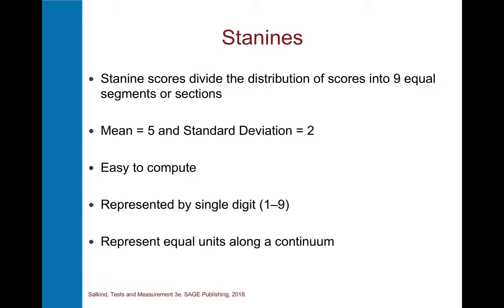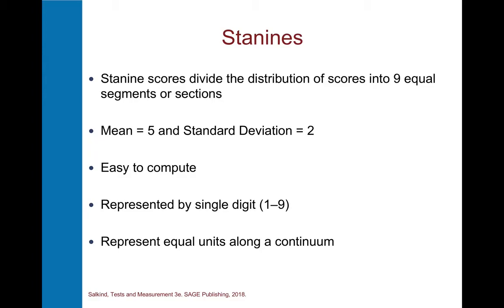Alright, let's talk about a different type of norm score, still kind of based on the percentile ranks, but not really, just a different way of chopping up the distribution. Stanines are a particularly interesting type of norm score. They're interesting because just like percentiles, they do divide the distribution into segments, but unlike percentiles or quartiles or deciles, Stanines divide the distribution into 9 equal segments.